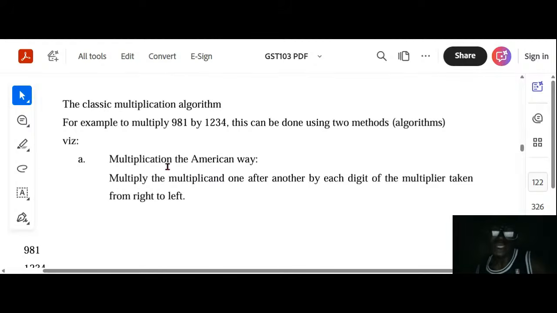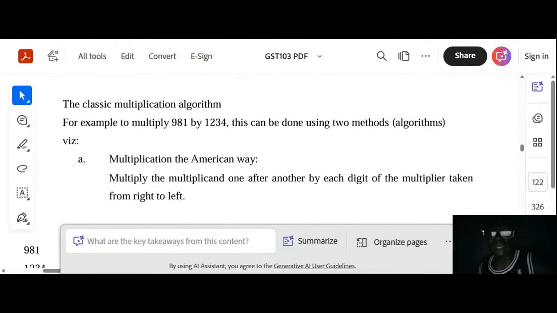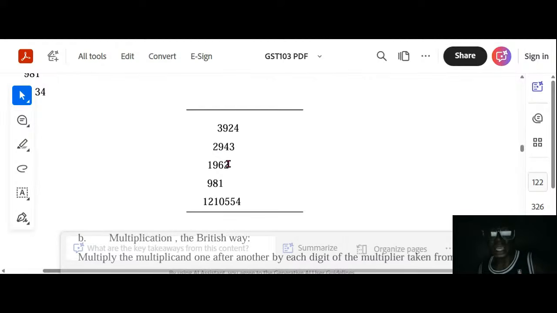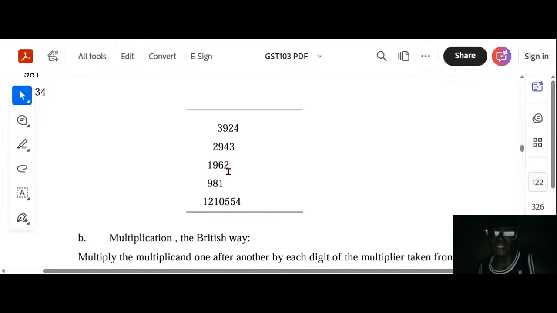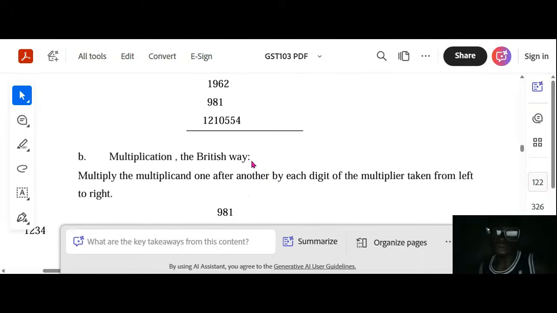So multiplication, sorry, the first way is multiplication in the American way. The American way, they multiply the multiplicand one after another by each digit of the multiplier taken from the right to the left, and this is the method that the Americans will use to multiply 981 by 19262. This is that method that you guys are kind of used to.